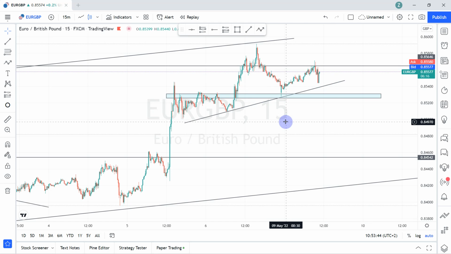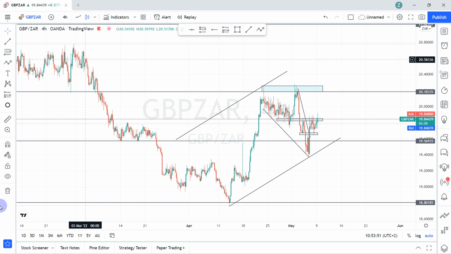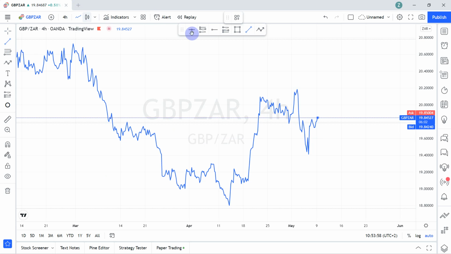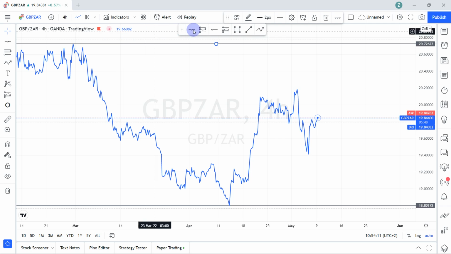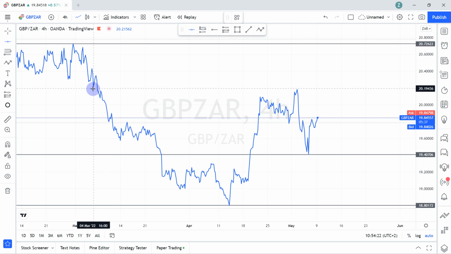So let's move on to another pair, which is the pound ZAR, the GBPZAR. So let's try to find setups. So this is my lowest low, as you can see, and this is my highest high, right? So this is my previous key level, and this is also my previous key level.